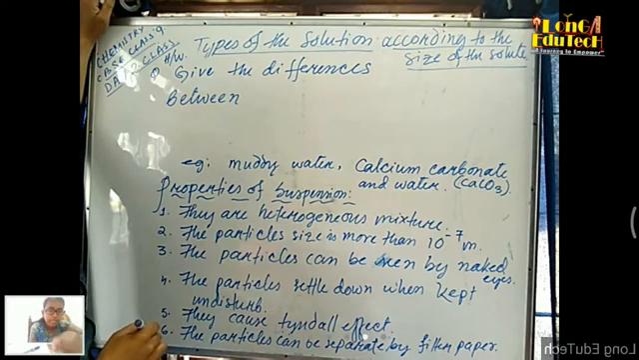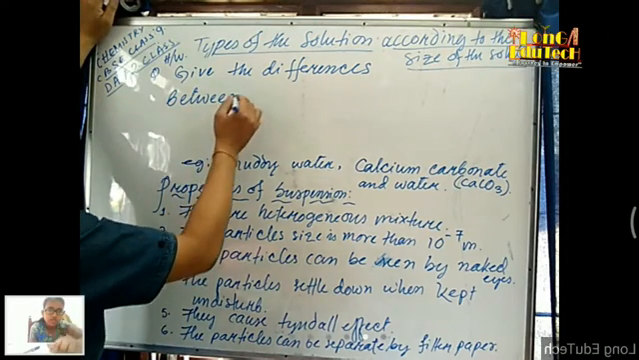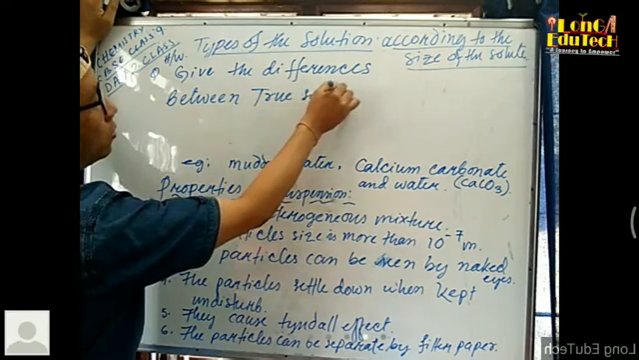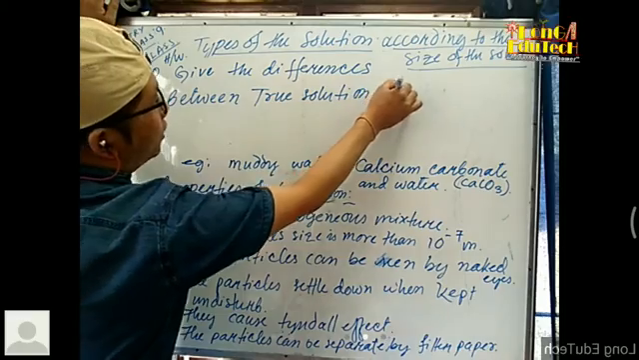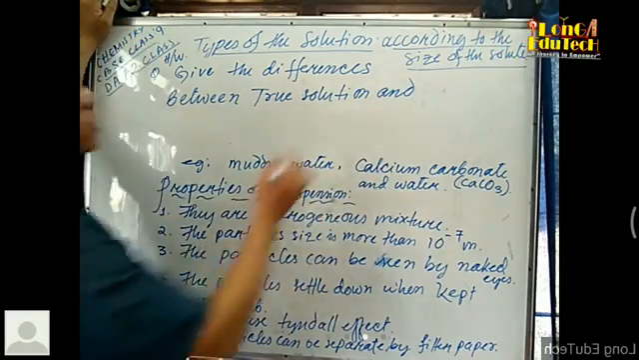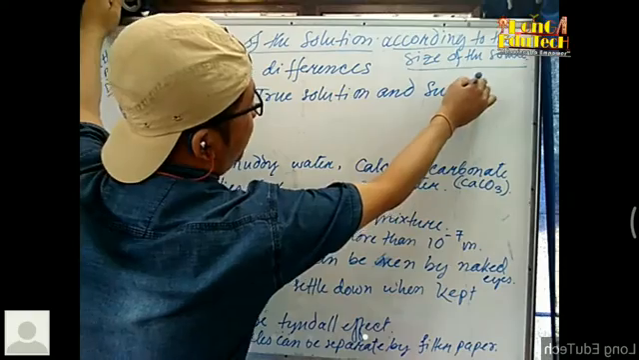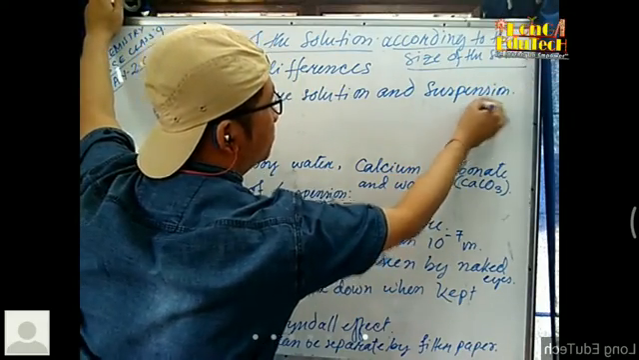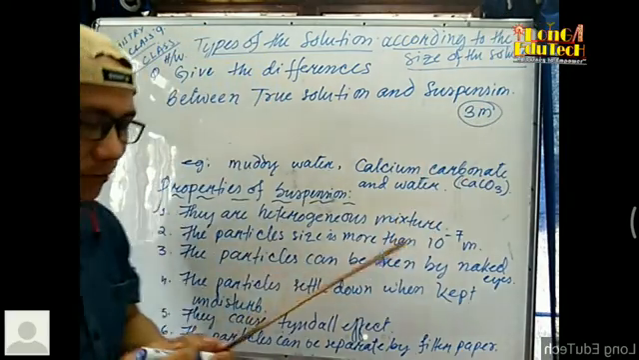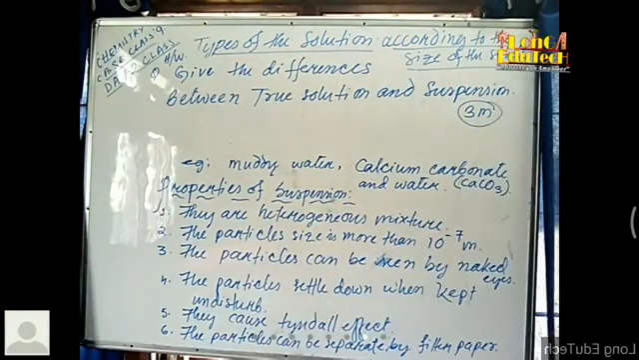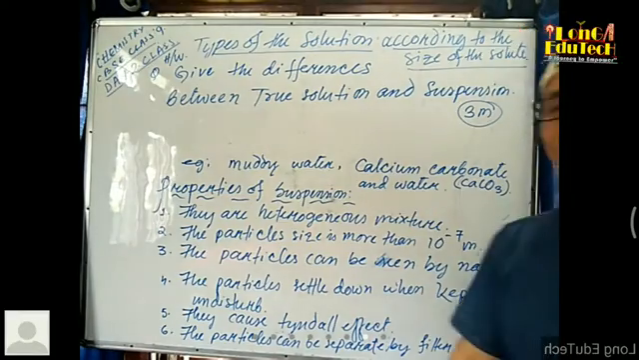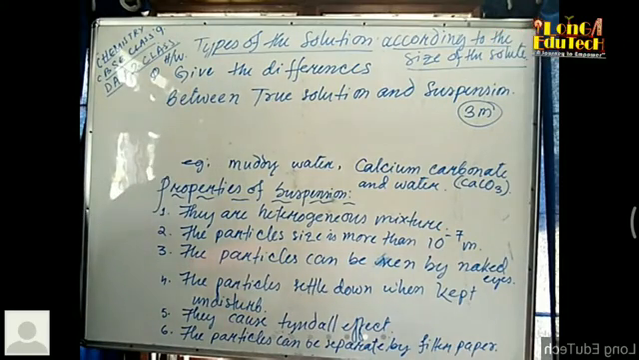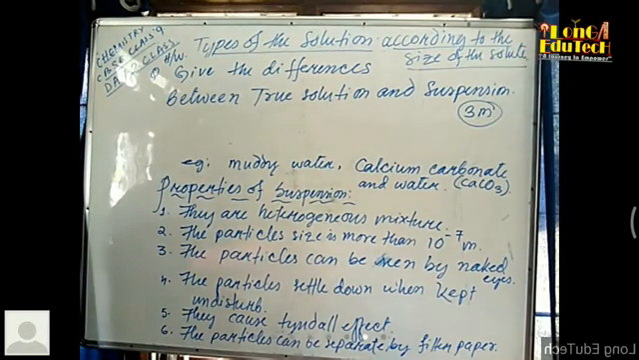Yeah, property only you have to write. Smithy, give the differences between true solutions and suspension. Okay, it carries 3 marks, that means you have to write 6 points. Okay, so these 6 points you have to write down. Give the differences between true solutions and suspensions.